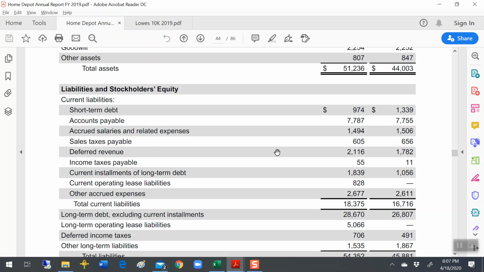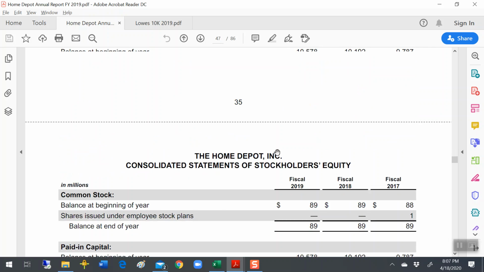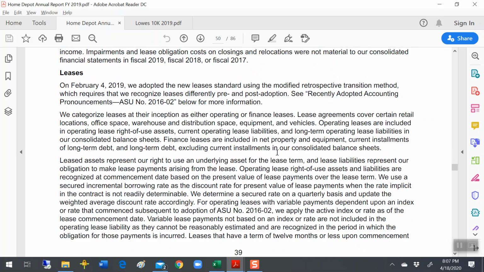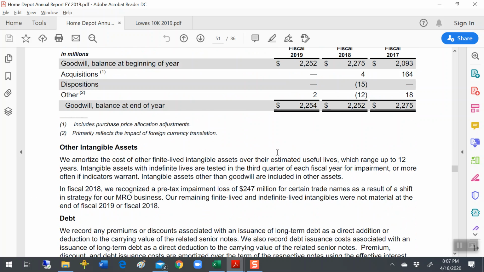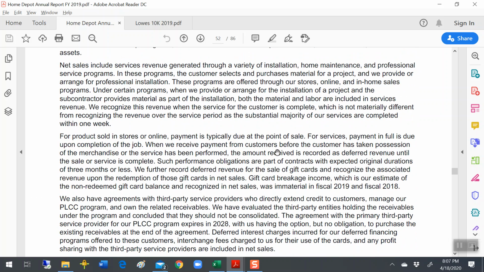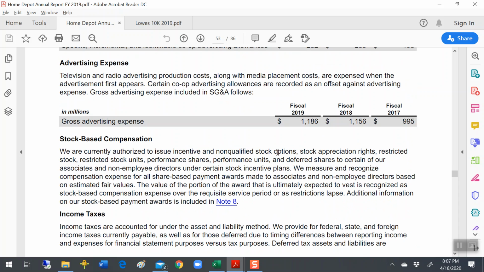But we could always thumb through here and see if they explain it in the notes to the financial statements. Leases, goodwill, other intangibles, debt, derivatives, insurance, net sales, cost of sales.